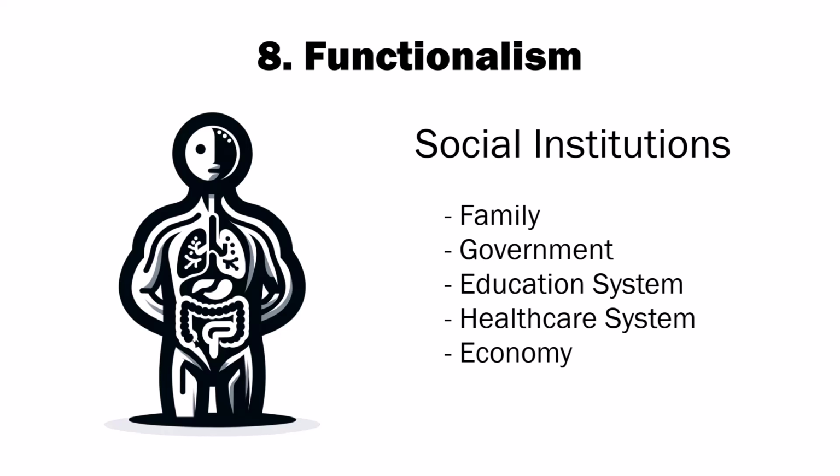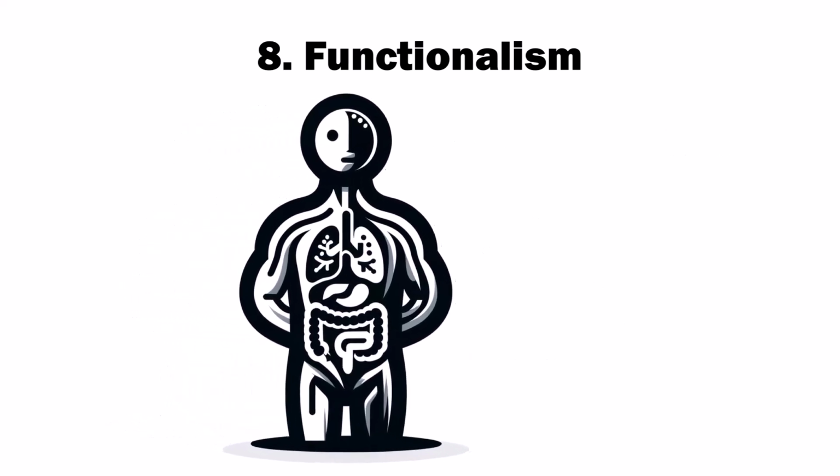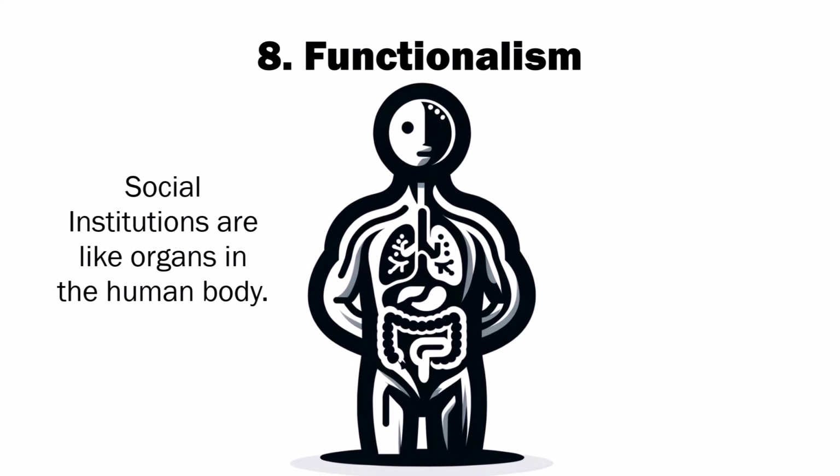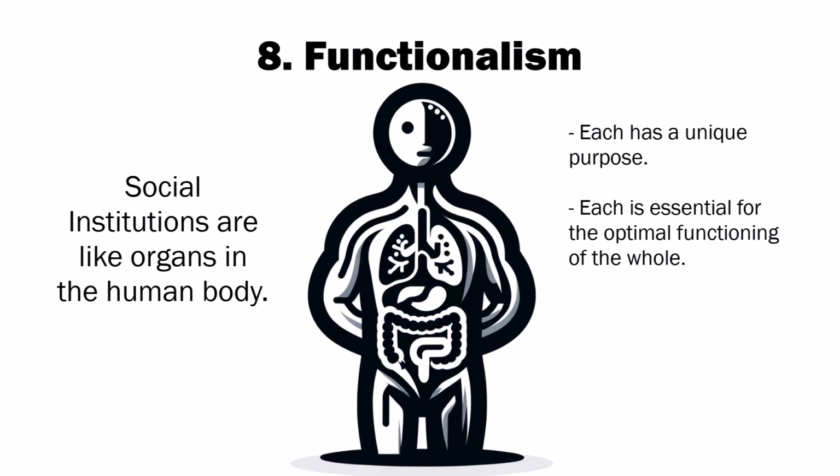Social institutions essential for society include families, government institutions, the healthcare system, the economy, the education system, and the courts, among many others. The famous functionalist metaphor is that social institutions function in a similar way to the organs in the human body. Each has its own unique purpose, and each is essential for the optimal functioning of the entire body. If one were to break down, then the entire body would get sick.